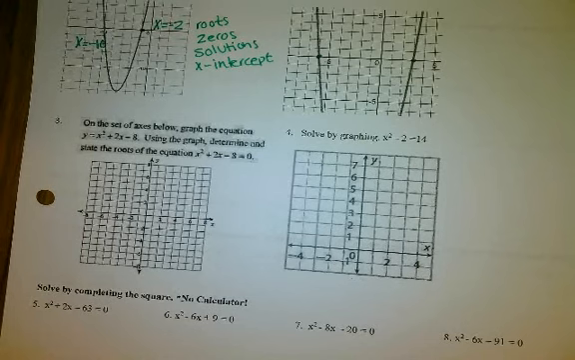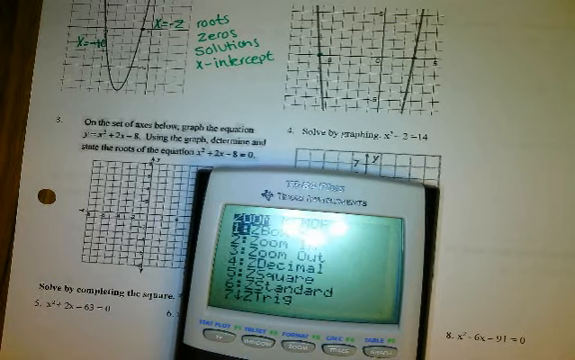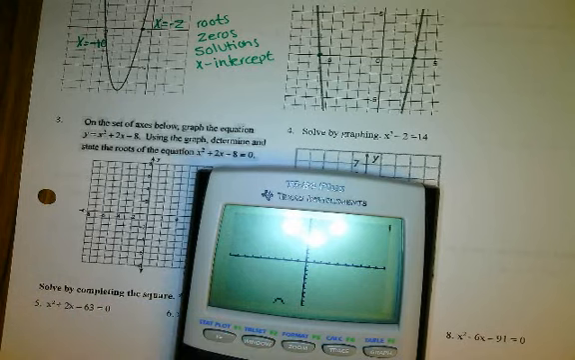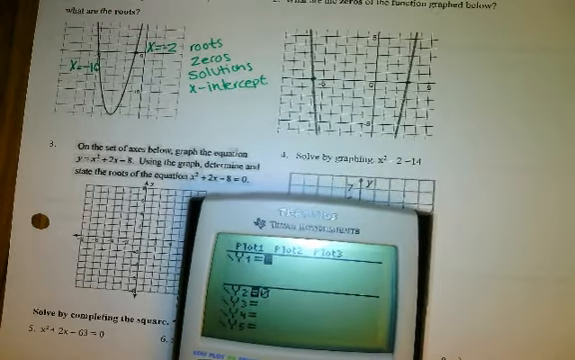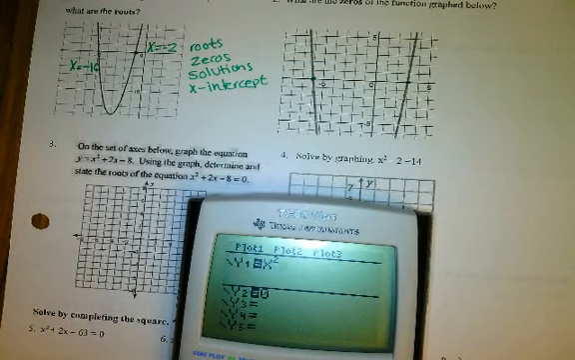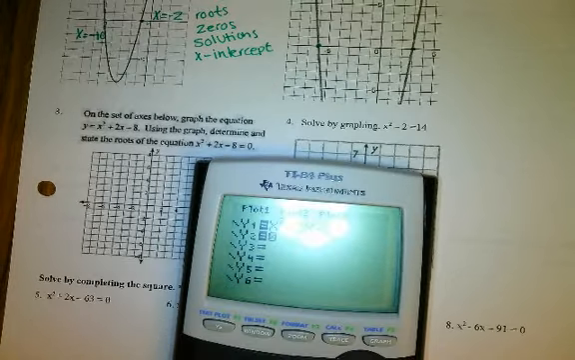Okay, now on this one here, it says on the set of axes below, graph the equation x squared plus 2x minus 8. So on this one, I'm actually going to type it into the calculator. Get to y equals. Alright, that took a little bit longer than I preferred. I'm going to type in x squared plus 2x minus 8, and then I'm going to put that 0 in there, because I'm going to have the calculator help me do it.